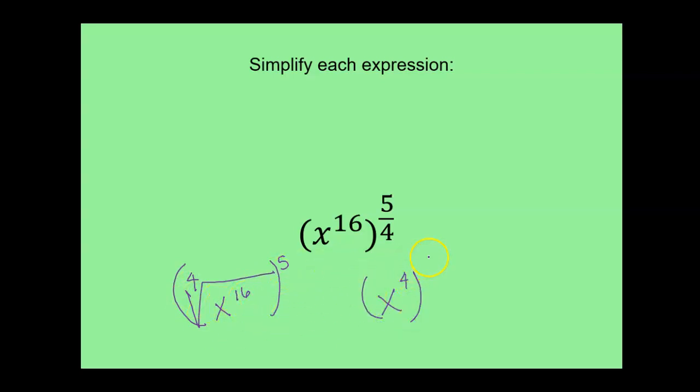Then I can raise this to the 5th power. And remember, if I have an exponent raised to another exponent, I can just go ahead and multiply those together. So this would be x to the 20th power. Now, another way to do it is just remember that if I have x raised to the 16th power and then I raise it to another power like 5/4, I can just go ahead and multiply those together. So that would be x to the 16 times 5/4 power. And then 4 goes into 16 4 times. So either way, it's x to the 20th power.